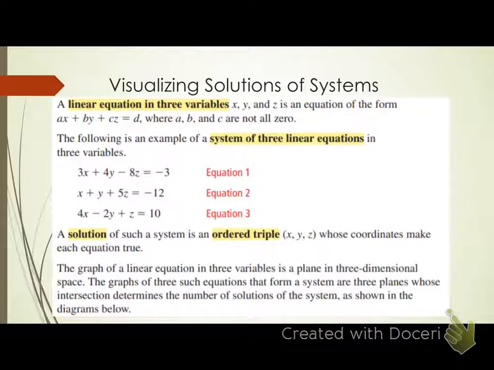The graph of a linear equation in three variables is a plane in three-dimensional space. The graphs of three such equations that form a system are three planes whose intersection determines the number of solutions of the system, as shown in the diagrams not below but on the next slide. So let's move on to the next slide.